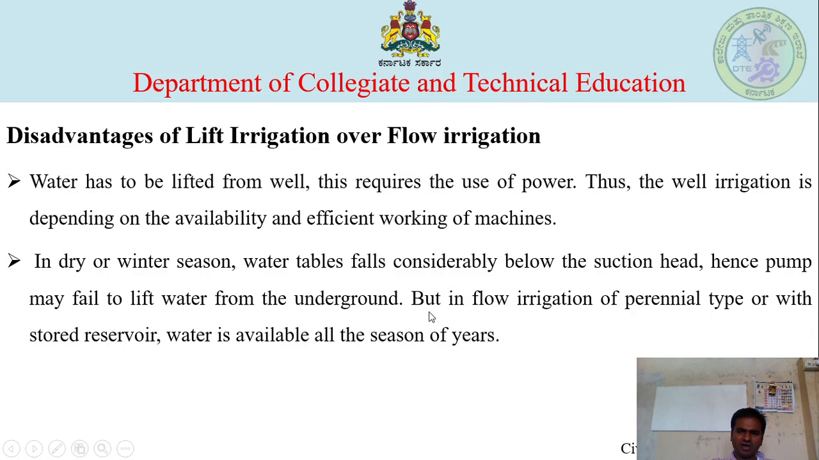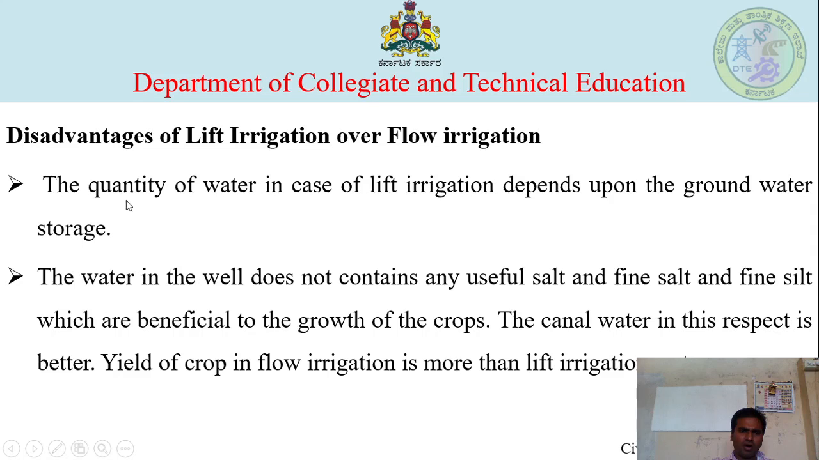But in flow irrigation of perennial type or with stored reservoir, water is available in all the seasons of the year. The quantity of water in case of lift irrigation depends upon the groundwater storage. The water in the well does not contain any useful salt and fine silt, which are beneficial to the growth of crops. The canal water in this respect is better. Yield of crop in flow irrigation is more than in lift irrigation.